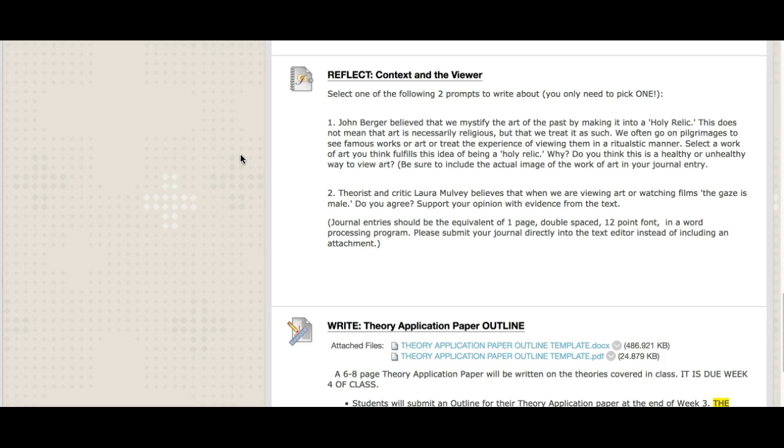The other deals with what Laura Mulvey has to say in this chapter, that when we are viewing art or watching films, the gaze is male. Do you agree with this? Do you disagree? Support your opinion with evidence from the text, or if you want to, do a little bit of your own research. Remember, these are quick.